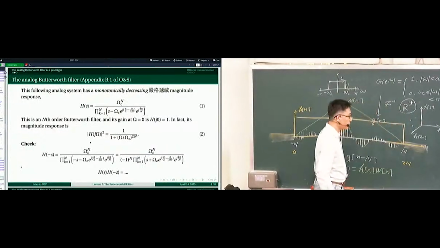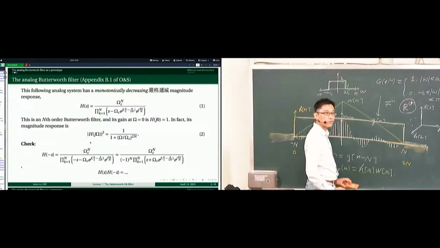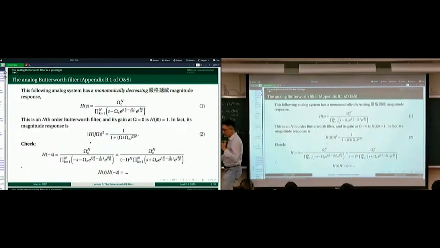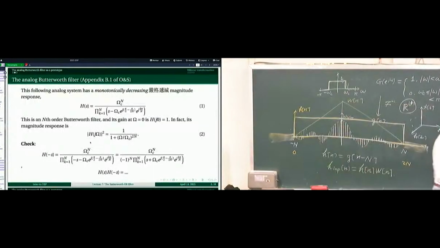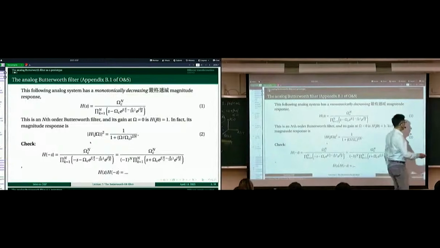Let's maybe finish this slide before we head home, before we call it a day. So this is the prototype. There's no secret in here. Everything is just written right here on this slide. H of s, what's going on?